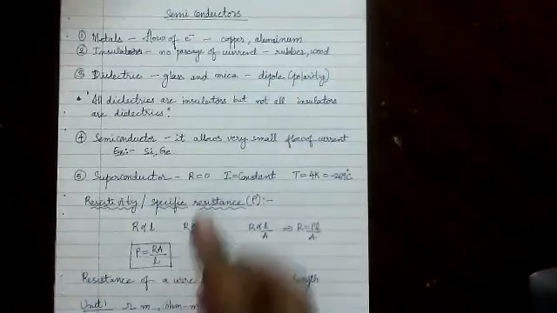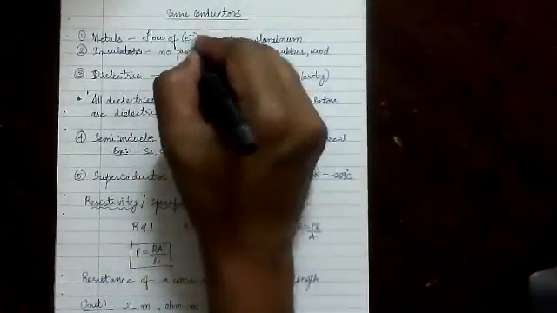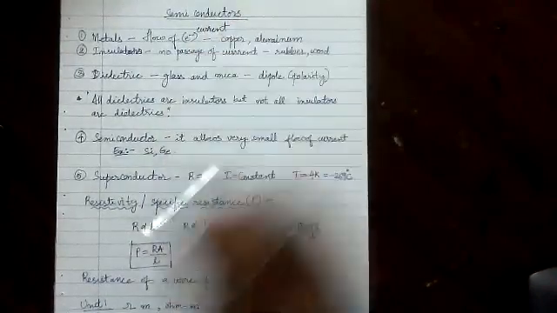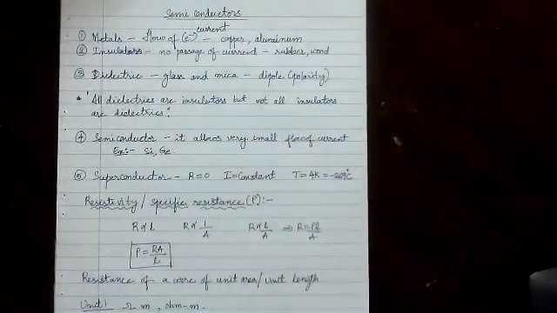See once again, what are metals? Metals allow the flow of current or passage of current, or electrons. Examples are copper and aluminum. Insulators do not allow any passage of current. Rubber and wood are examples. Dielectrics are glass and mica. They have dipoles, and when placed in an electric field, they align themselves in the direction of the field. So all dielectrics are insulators, but not all insulators are dielectrics.